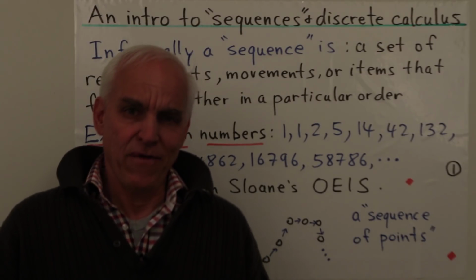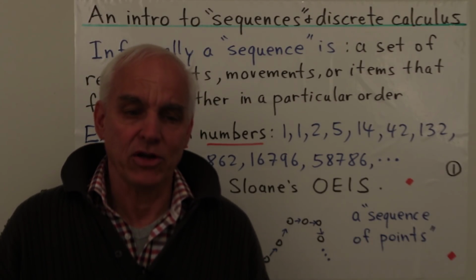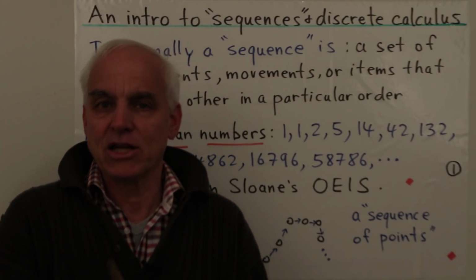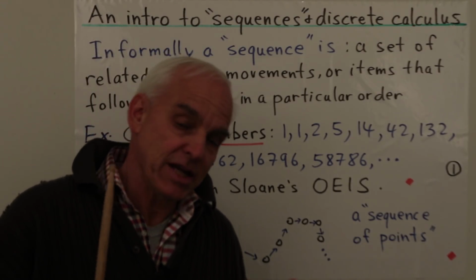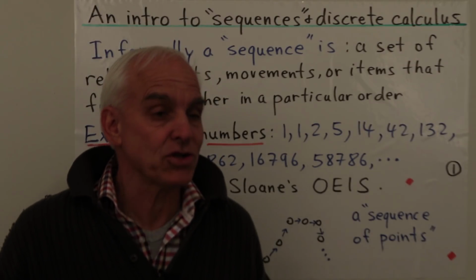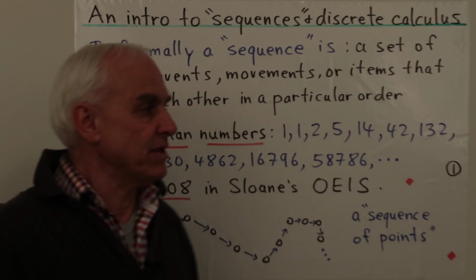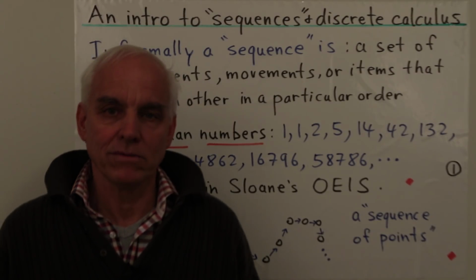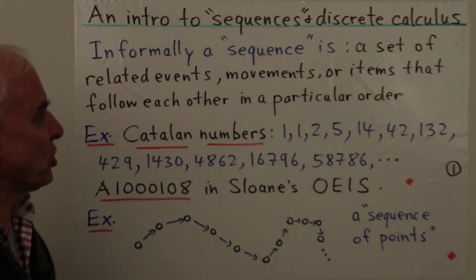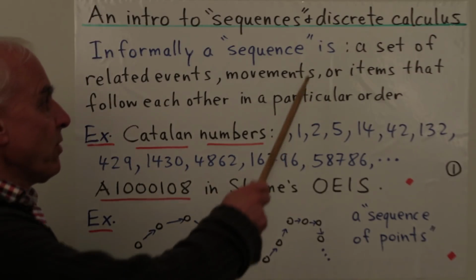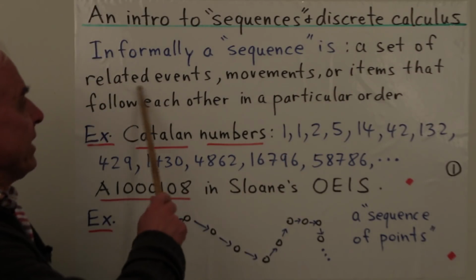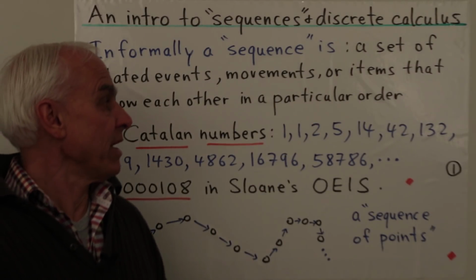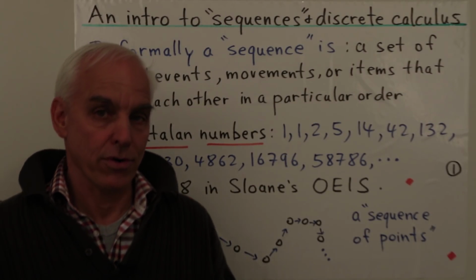In this video we're going to start moving towards discrete calculus, which is the calculus of sequences. It turns out that defining a general sequence is rather challenging, so we will aim towards introducing specialized kinds of sequences. But today it's just going to be a general introduction, so I don't want to get into that level of detail. Nevertheless, a good place to start is with an informal dictionary type of definition of a sequence. A sequence is a set of related events, movements, or items that follow each other in a particular order.